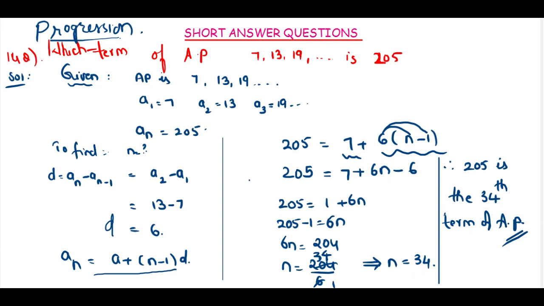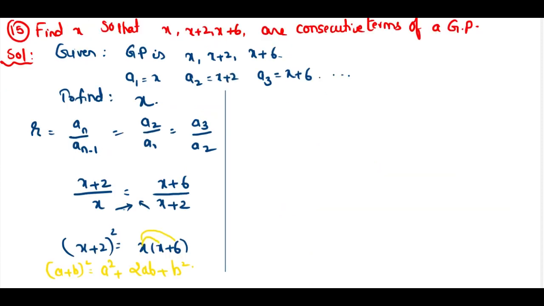Okay. Find x so that x, x plus 2, x plus 6 are consecutive terms of a GP. What is given? It is given that x, x plus 2, x plus 6 is following a GP. From this we can identify that the first term a1 is x, the second term a2 is x plus 2 and the third term a3 is x plus 6. What is to be found? It is asked to find the value of x.